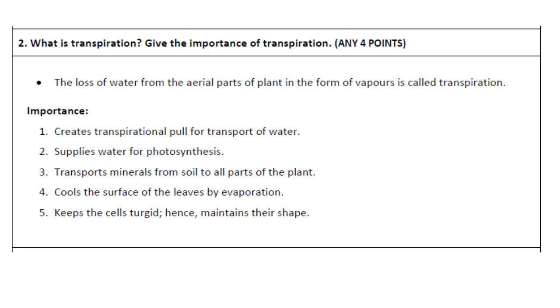What is transpiration? Give the importance of transpiration. The loss of water from the aerial part of the plant in the form of vapor is called transpiration. Importance: creates transpirational pull for transport of water. Supplies water for photosynthesis. Transports minerals from soil to all parts of the plant. Cools the surface of the leaf by evaporation. Keeps the cells turgid, hence maintains their shape.